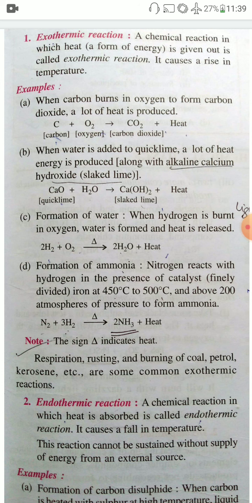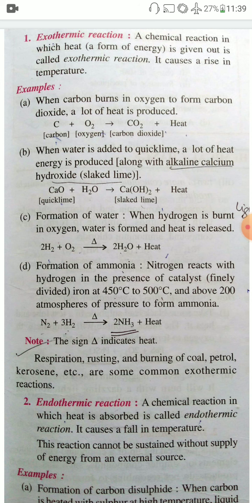Example of an exothermic reaction: when carbon burns in oxygen to form carbon dioxide, a lot of heat is produced. So this reaction is exothermic because heat is given out by this reaction. C plus O2 gives CO2 is an exothermic reaction, the burning of carbon.